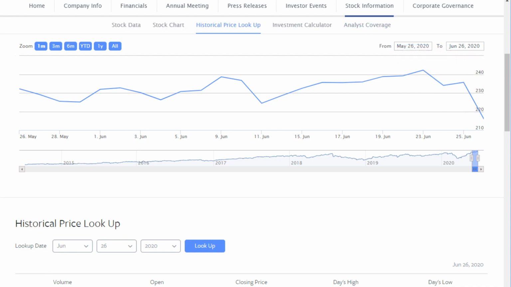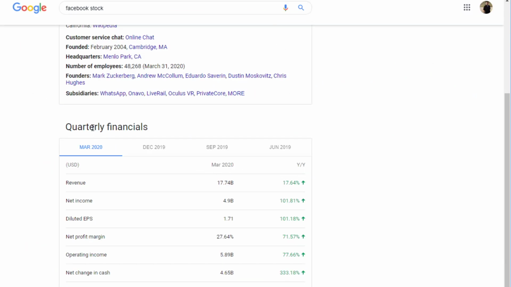But let's take a look at the financials of Facebook quarterly. In March 2020, the previous quarter, the revenue was $17.74 billion, a 17.64% jump year over year, which means last year in March 2019, the revenue was 17% less than this year's revenue. So this is a big jump. And if you see here, everything is in green, which means everything that Facebook was doing was working for them until this last week.